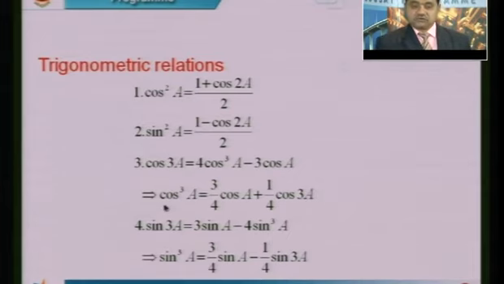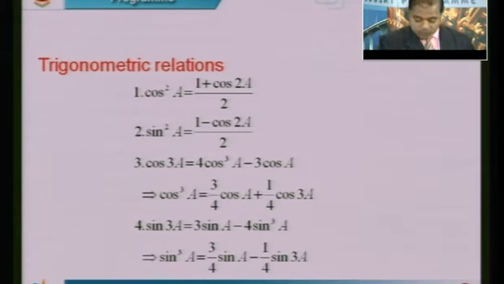In the same way, the fourth relation, sin 3a, is 3 sin a minus 4 sin cube a. From this find out the sin cube. 4 sin cube to the left, 3 sin a minus sin 3a, then divide by 4. So 3 by 4 sin a minus 1 by 4 sin 3a. These 4 results for powers, square and cube, we should remember.